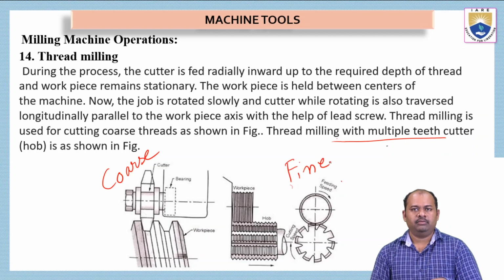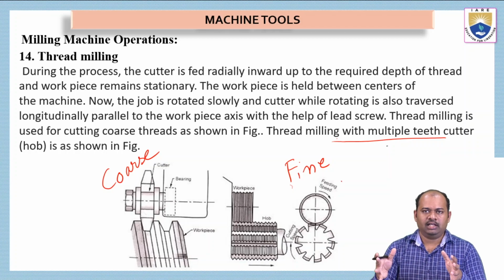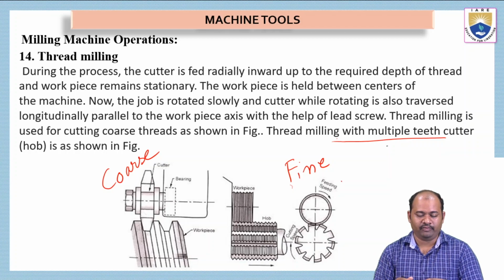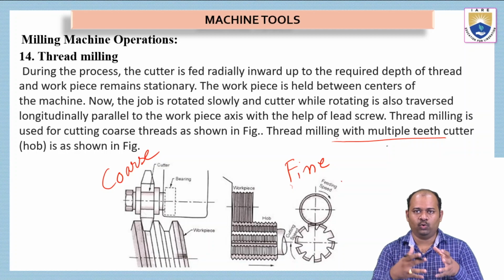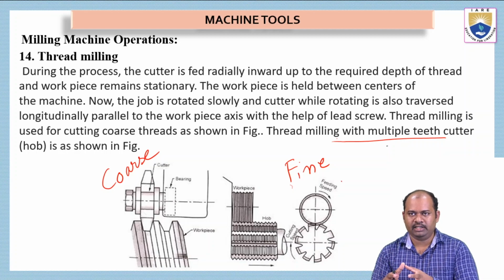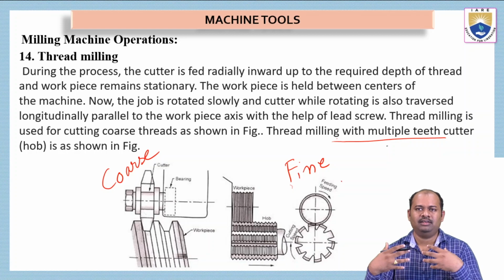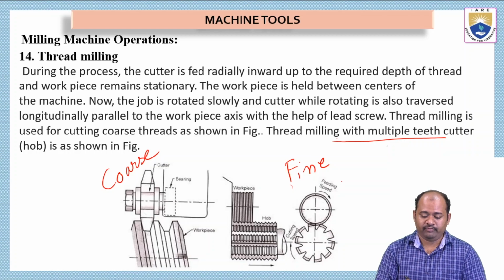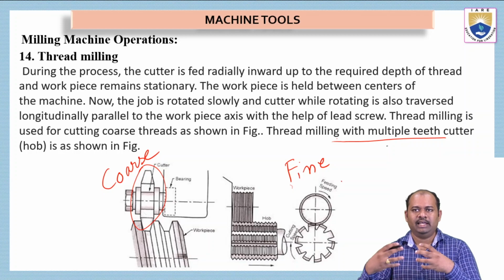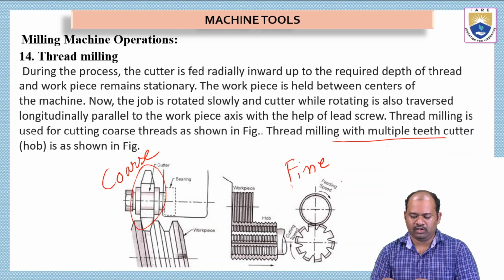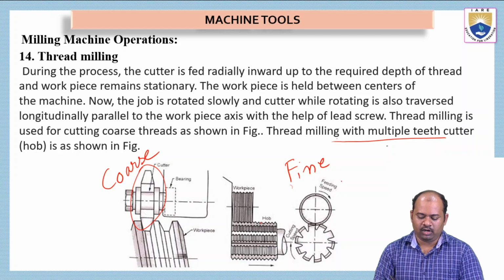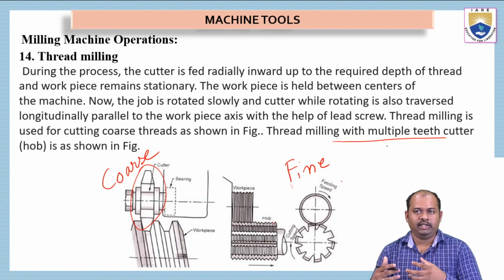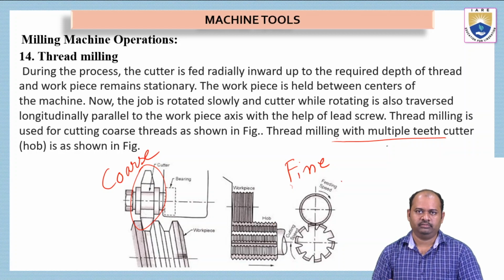Here we get very evenly spaced, large-gap threads in the first figure. We get coarse threads here and fine threads in the second figure. Depending on the type of threads we want to create, we have to select a particular tool. For coarse threads, we will use a single point cutting tool, whereas for fine threads we have to use a separate thread tool called a hob, which is rotated, and while rotating it creates threads on the workpiece.